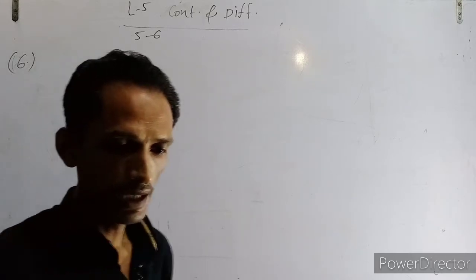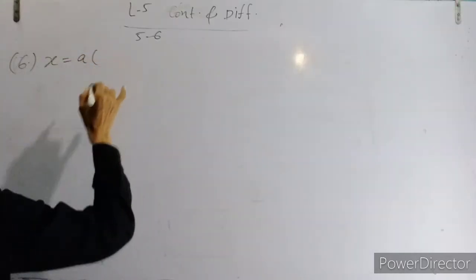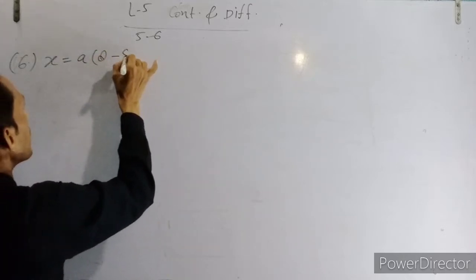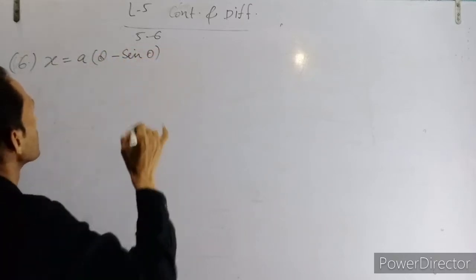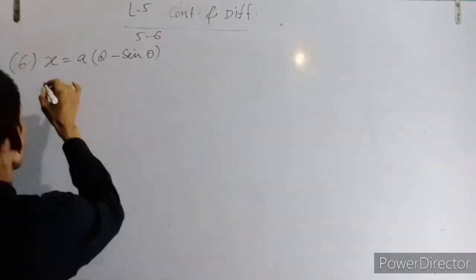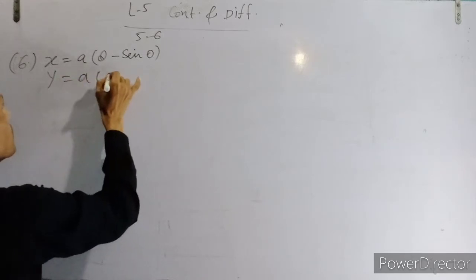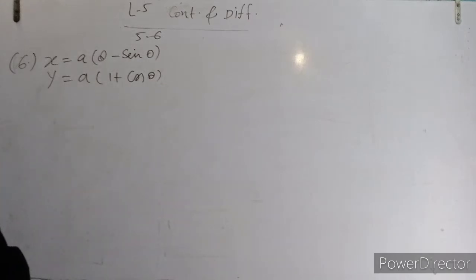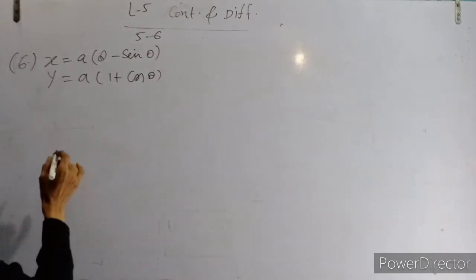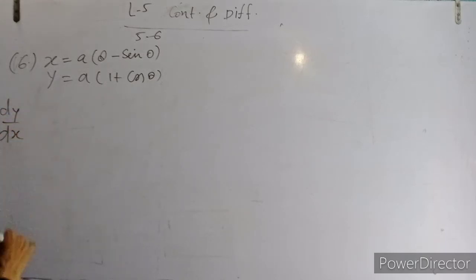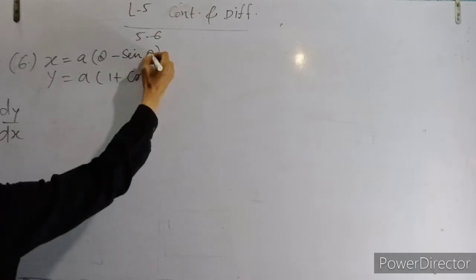Question number 6, what is given? x equals a into bracket theta minus sin theta, and the next one, y equals a into 1 plus cos theta. So can you do it in the same manner? I am doing it just shortly, just listen here. You have to find dy by dx without eliminating the parameter, without eliminating theta.